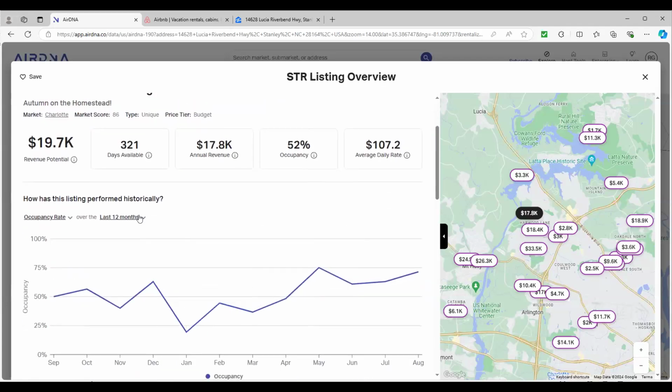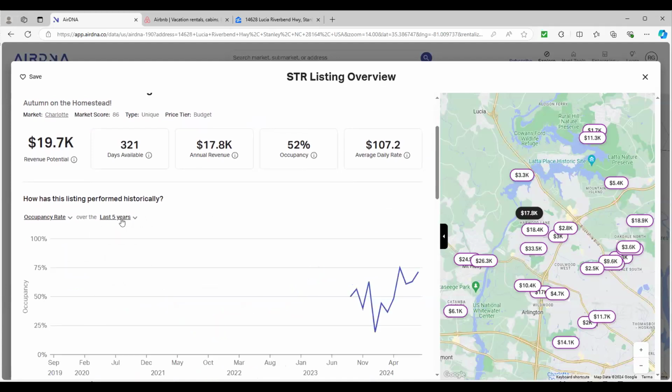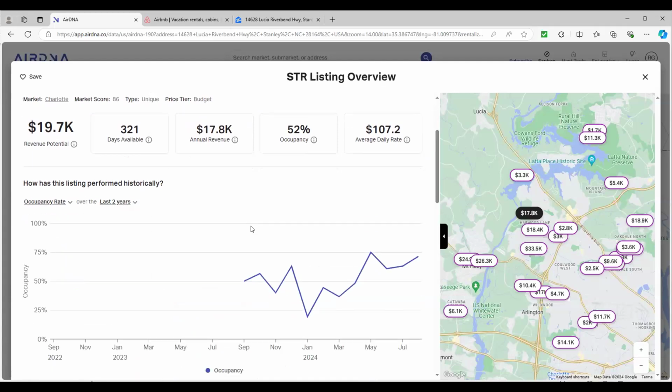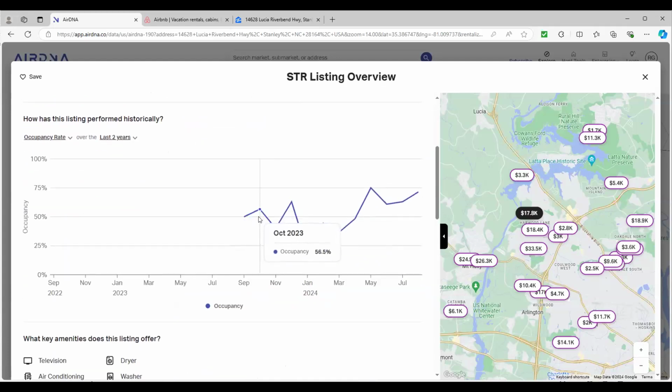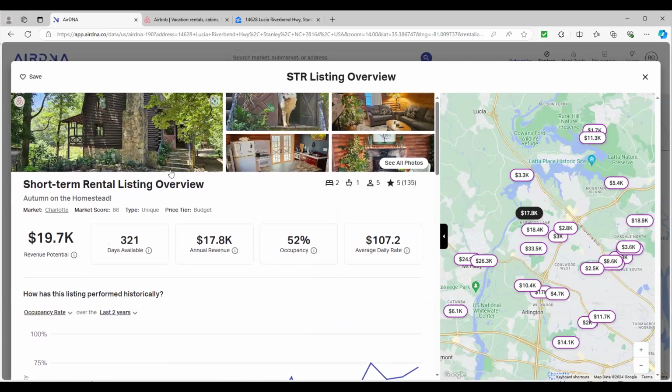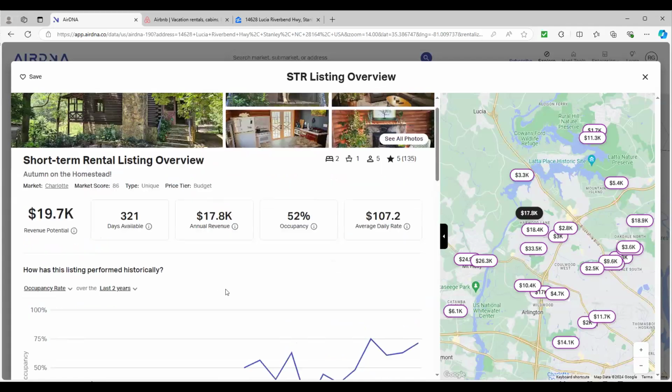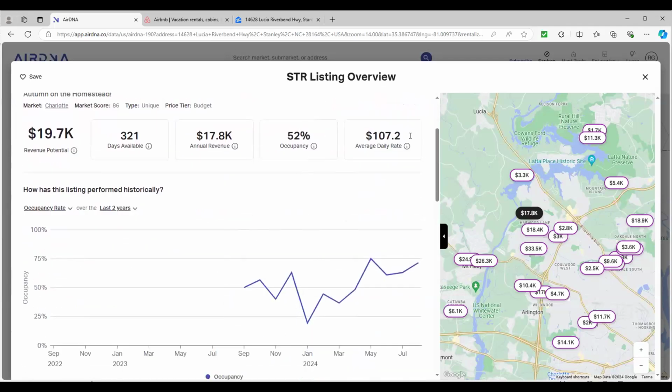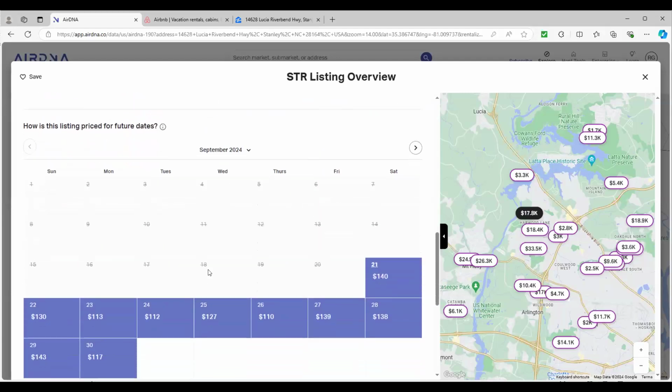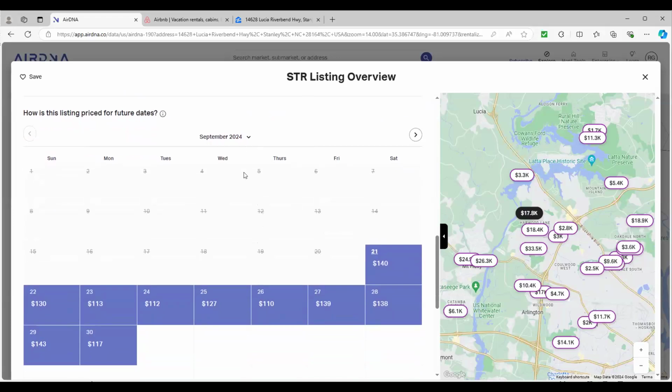We can look at up to a 2-year history on here. So it shows us the occupancy level. Once you're comfortable with the comp, and I don't think this is a good comp, we're going to look at another one, but I'm just showing you what the exercise is. This is a log cabin. Ours is a 4-sided brick, so it's probably not a great comp to look at. These numbers aren't that great anyway, 52%, $100 average nightly rate. But just to show you what's available to look at.